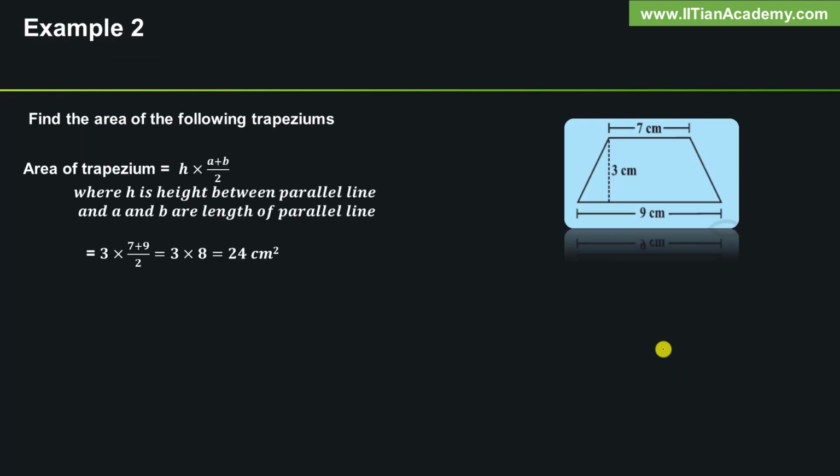Let us use the concept learnt to find the trapezium area. Here, clearly we can see A is 7 centimeters, B is 9 centimeters, and height is 3 centimeters. Hence, the area of this trapezium is height into half of the sum of parallel sides. Hence, this is 24 centimeters square.